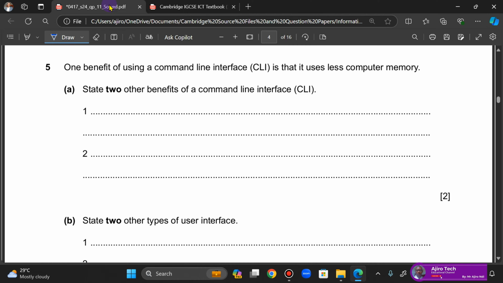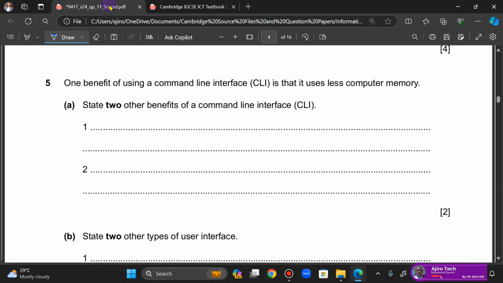One benefit of using command line is that it uses less computer memory. State two other benefits of computer command line. Okay, so let's take the benefit of command line interface. Now you see this in chapter 1, types and components of the computer system.